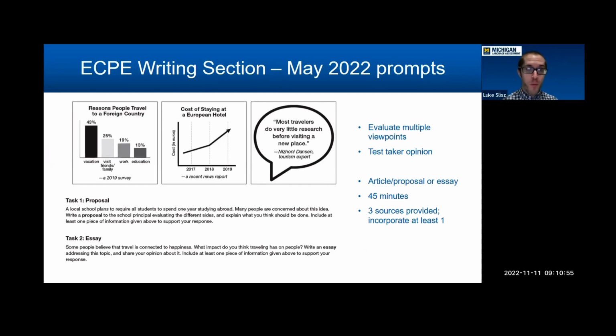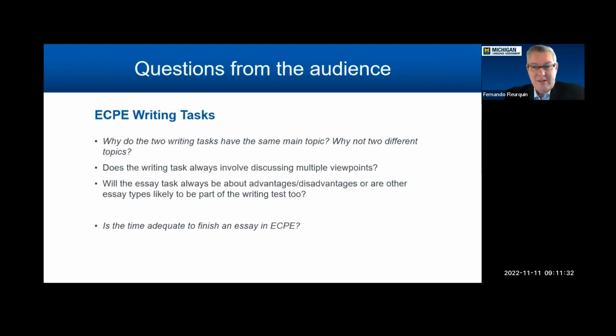Yes, that's right. It's always the same for the proposal or the article. The claim is the very first thing. So in this case, a local school plans to require all students to spend 1 year studying abroad. Many people are concerned about this idea. And then the student is going to interact with that claim by writing a proposal to the school principal, evaluating the different sides and explaining what you think should be done. So that is the task instruction in this case. And then they need to include at least one piece of information from the visual sources, just like for the article and the essay.